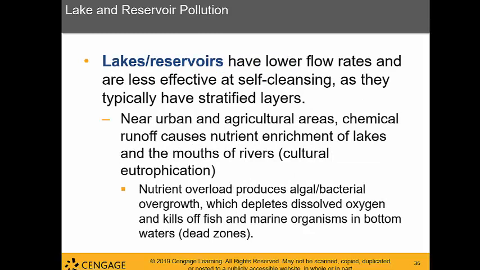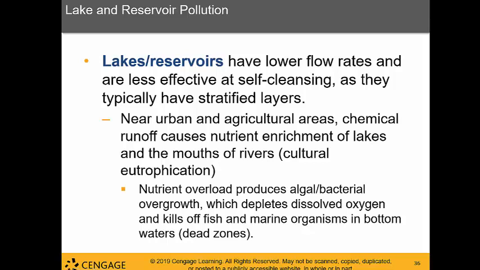Water flows through lakes and reservoirs differently than through streams and rivers. Streams and rivers are relatively fast flowing, whereas lakes and reservoirs fill up and the water is much more stagnant. So the water doesn't enter and leave at as fast a rate. So pollutants can build up even faster in lakes and reservoirs.